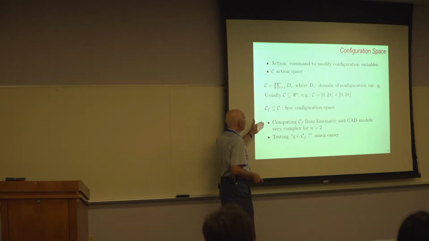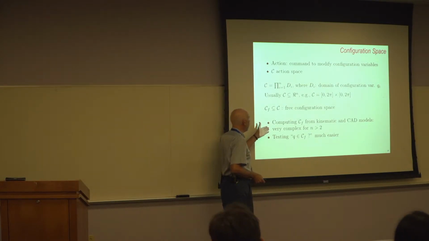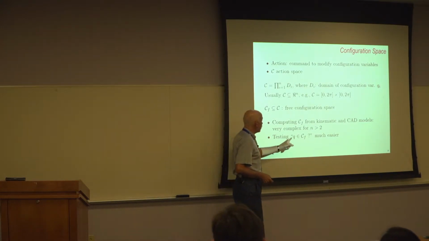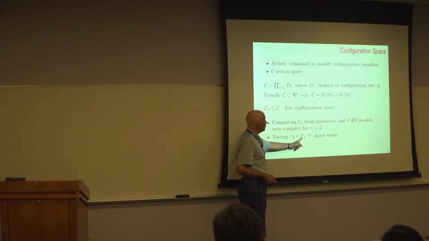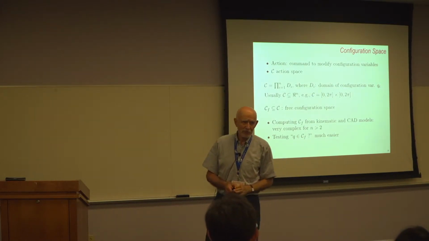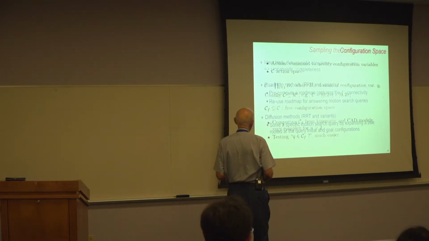So computing this free configuration space for kinematic and CAD models is very complex when n is greater than 2, when you have more than 2 degrees of freedom. But testing whether some given configuration is in free space is much easier. This test is very easy. You have a very easy procedure that tells you whether it hits the obstacles or not.